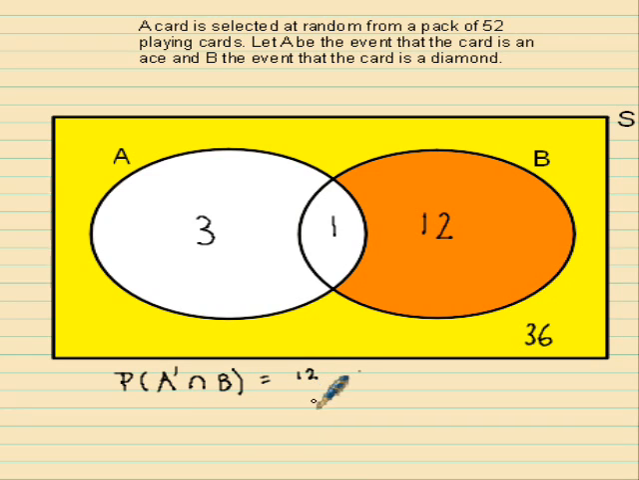So that's going to be 12 out of 52. We can simplify that. 2, 3 out of 13. So there's a 3 out of 13 chance that you're going to pick a card that is a diamond but not an ace.